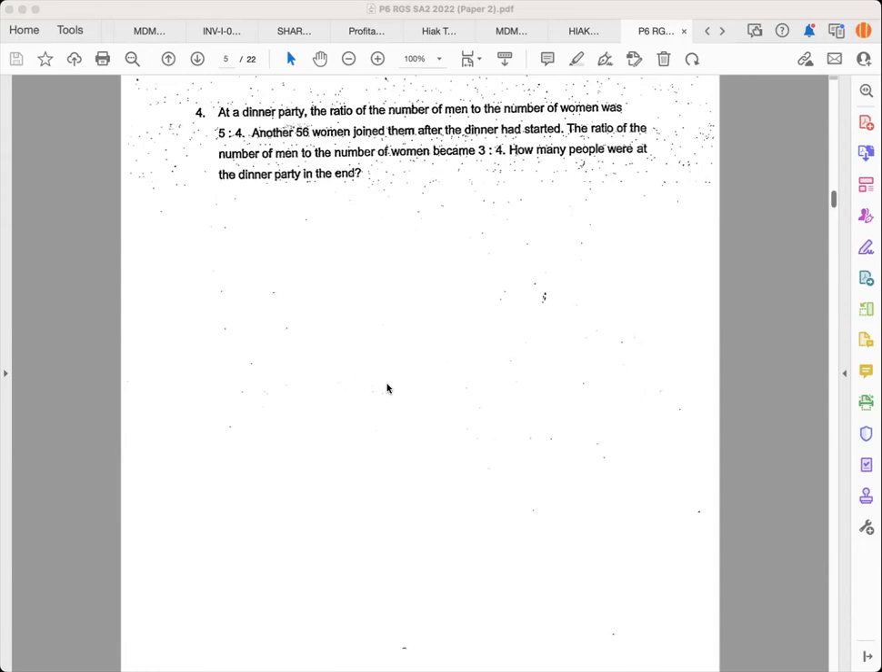So this is pretty simple. Let's record the ratio. The first ratio, before the extra women joined, men to women, is 5:4. So the change is that 56 women joined, from here. And the ratio becomes 3:4.